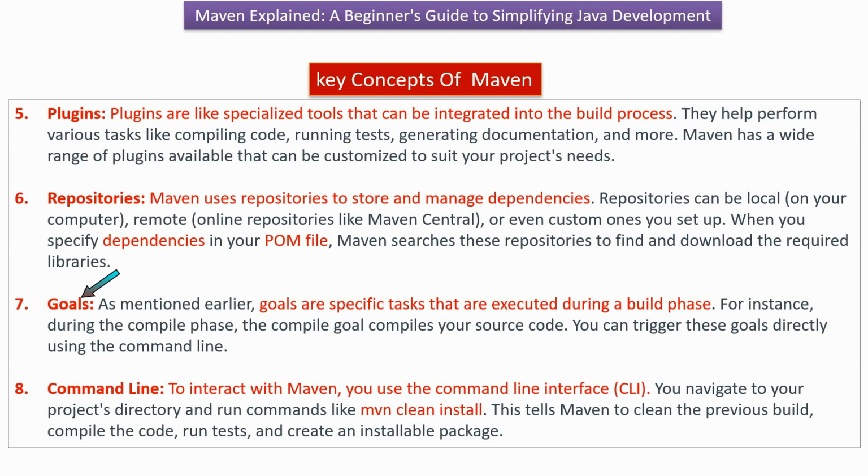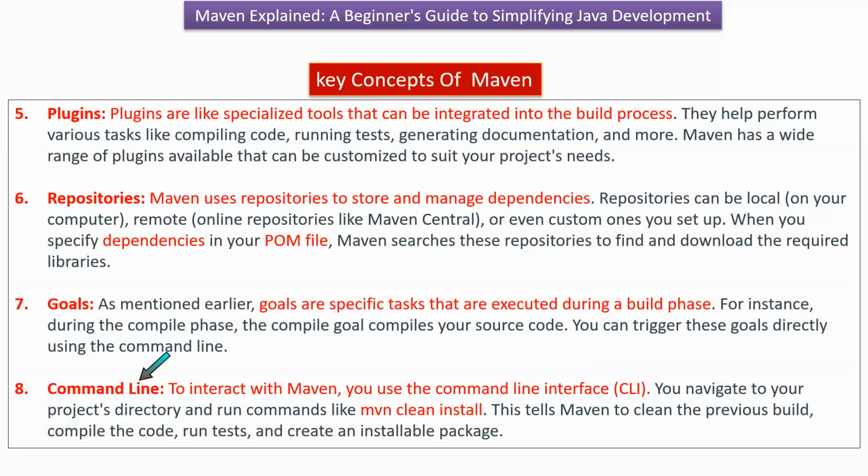Seventh point is goals. As mentioned earlier, goals are specific tasks that are executed during the build phase. For instance, during the compile phase, the compile goal compiles your source code, and you can trigger these goals directly using the command line.